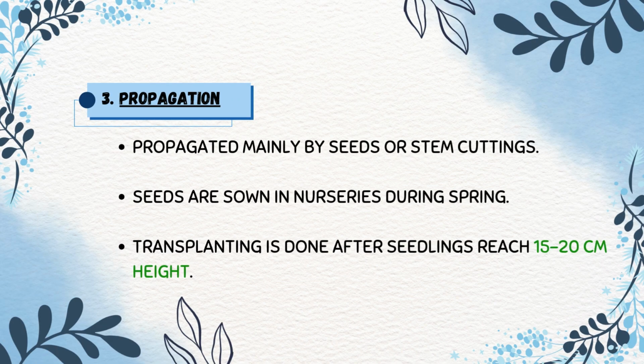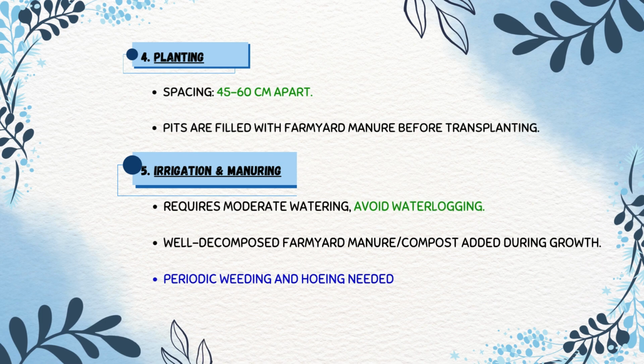Third one is propagation. Propagated mainly by seeds or stem cuttings. Seeds are sown in nurseries during spring. Transplanting is done after seedlings reach 15 to 20 cm in height. Fourth, planting. Spacing should be 45 to 60 cm apart. Pits are filled with farmyard manure before transplanting. Fifth, irrigation and manuring. Requires moderate watering, avoid waterlogging, well decomposed farmyard manure and compost added during growth. Periodic weeding and hoeing needed.